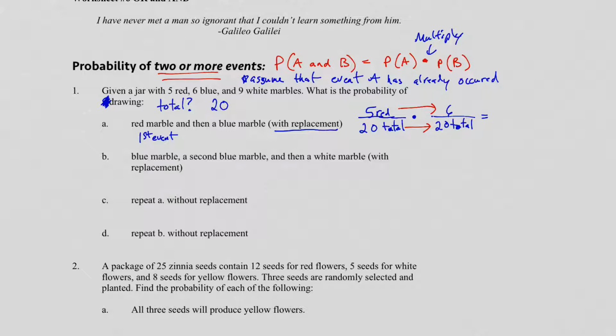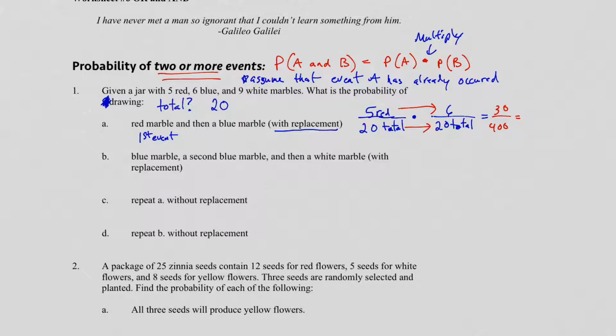But I'm just going to go ahead and do it the long way, because sometimes you guys don't have that fraction bar. So just go ahead and do 5 times 6 in your calculator and get 30. And then 20 times 20 is 400.